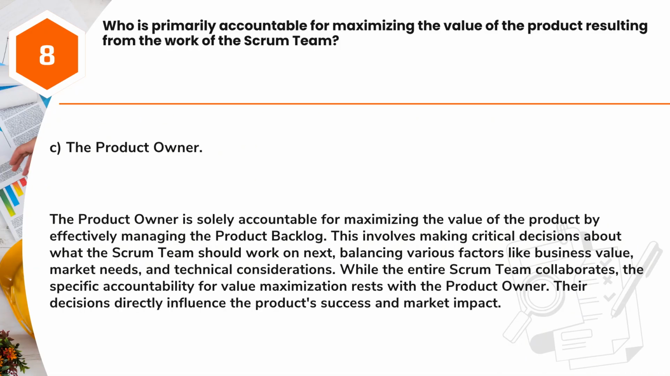Answer, C. The product owner. The product owner is solely accountable for maximizing the value of the product by effectively managing the product backlog. This involves making critical decisions about what the Scrum team should work on next, balancing various factors like business value, market needs, and technical considerations. While the entire Scrum team collaborates, the specific accountability for value maximization rests with the product owner. Their decisions directly influence the product's success and market impact.